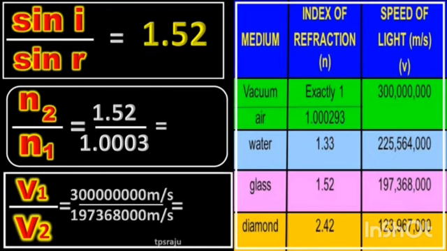Then, what about n2 by n1 equal to v1 by v2 values? All are the same. This experiment proved that sin i by sin r equal to n2 by n1 equal to v1 by v2.